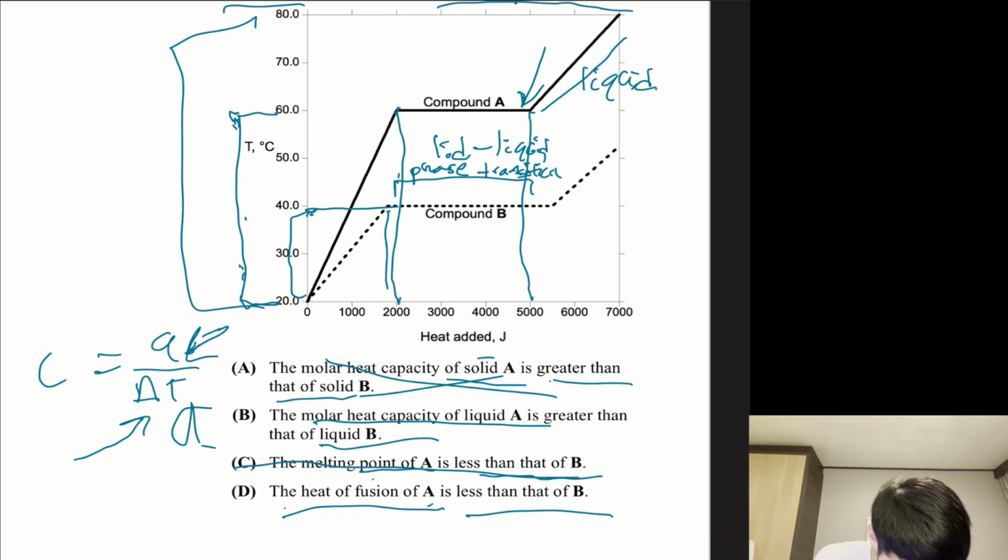Now for compound B, let's say we also started around 2,000, but we clearly used more heat. We ended up around, let's say, 5,500 joules. So it requires more heat to convert the solid B to liquid B than it takes to convert solid A to liquid A. So we can say that the heat of fusion of A is less than that of B because it required less energy. So D is correct, and we don't even need to consider B.